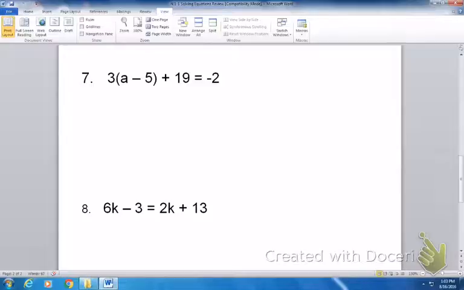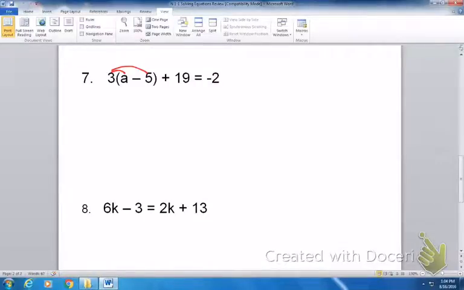Now we have a couple of other things going on. We have 3 times in parentheses a minus 5, close parentheses, plus 19 equals negative 2. Now we can't just start working this one like we did the last one. What we have to do first is called distribution. When you have a number outside of parentheses with terms like this, like x plus 2, y plus 9, you have to distribute.